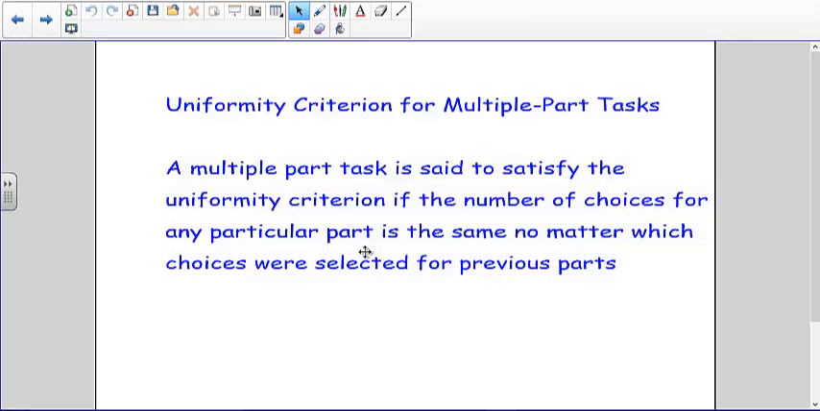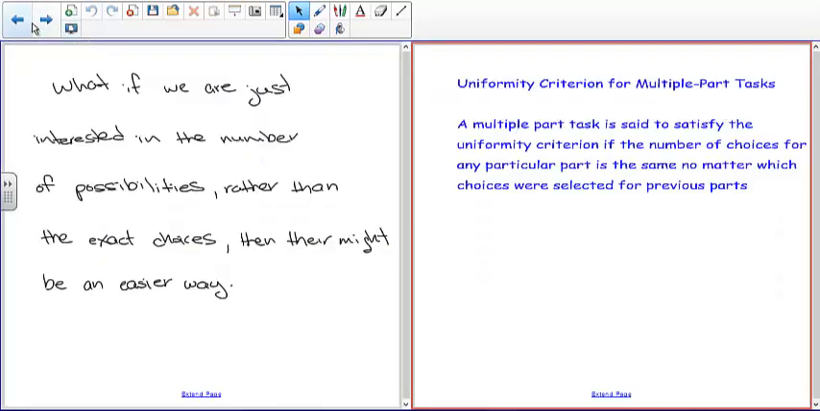Even when we chose president, treasurer, and secretary, there were 2 choices when we chose a president. When we got to choosing a treasurer, there was only 1 choice because we had already chosen that. So, to be able to use the fundamental counting principle, the uniformity criterion has to apply, and pretty much anything that we're going to do, it will apply. So you probably won't have to make that choice.